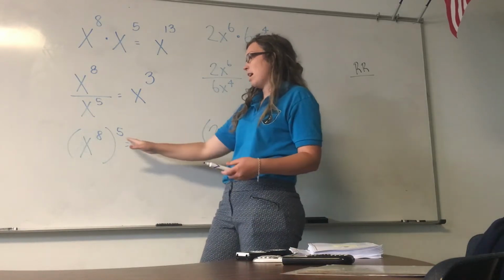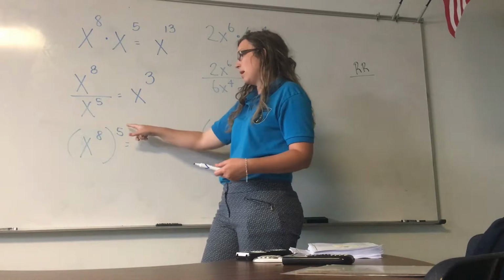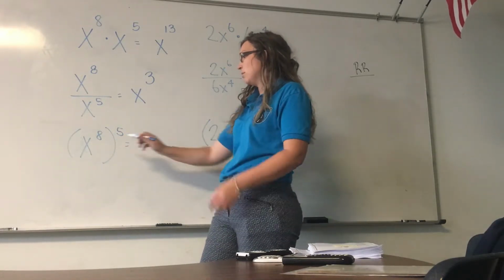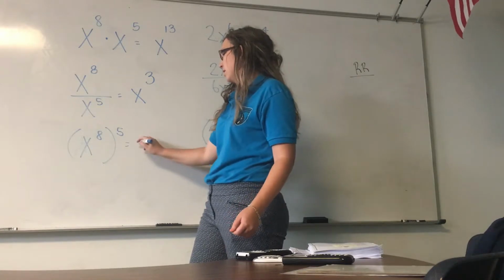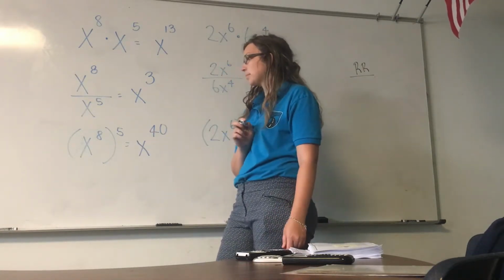My shortcut, if I have an exponent on the outside, means I want to multiply. So I have 8 x's, and I have that 5 times. So 5 times 8 gives us x to the 40th power.